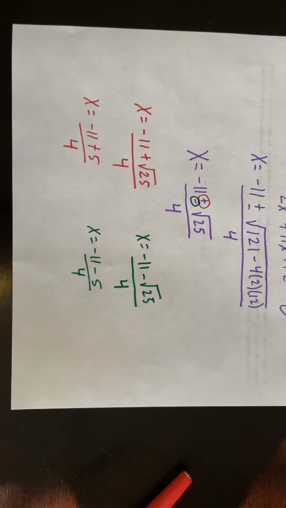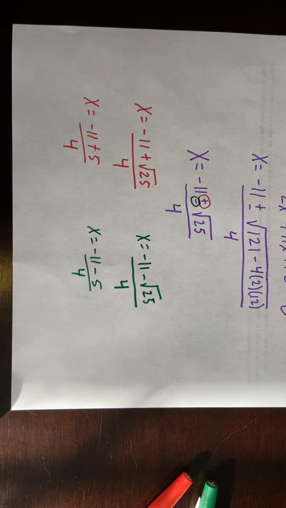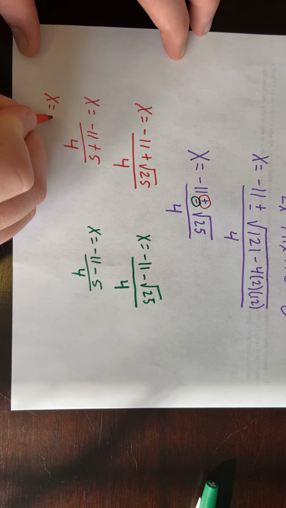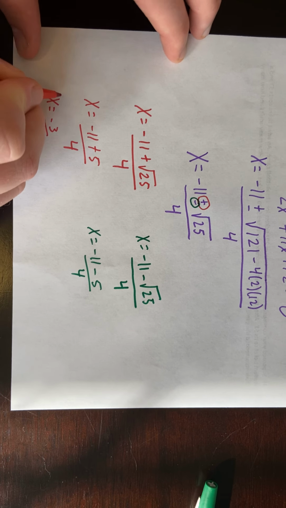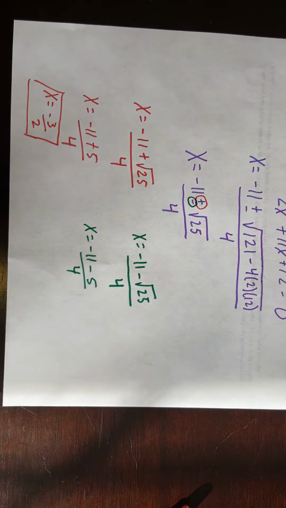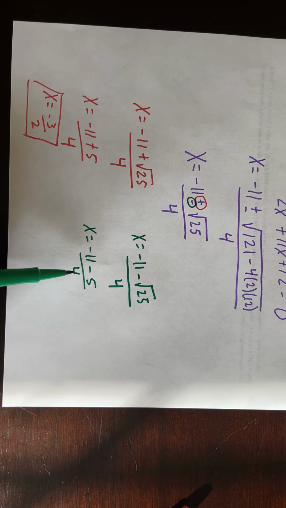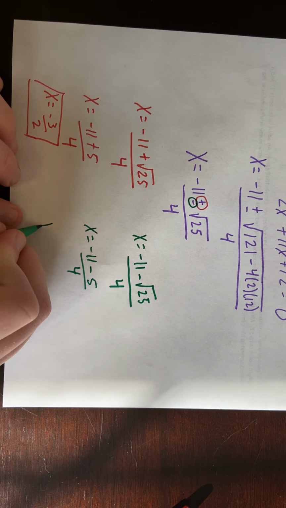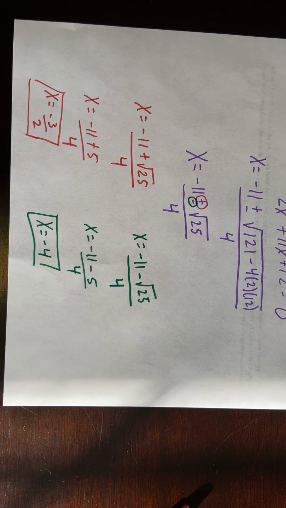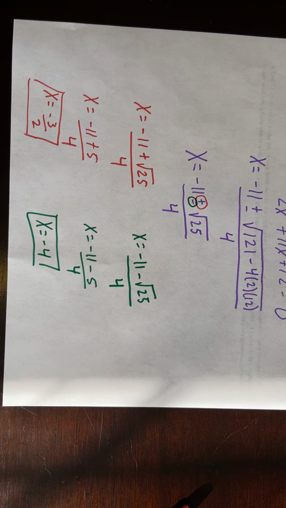So negative 11 plus 5 is negative 6. Negative 6 over 4 actually simplifies to negative 3 over 2, right? That's a terminating decimal. That is a nice rational fraction for us. And then negative 11 minus 5 is negative 16. Negative 16 over 4 is negative 4. Okay, so here are the two solutions that we had: x is negative 3 halves and x is negative 4.